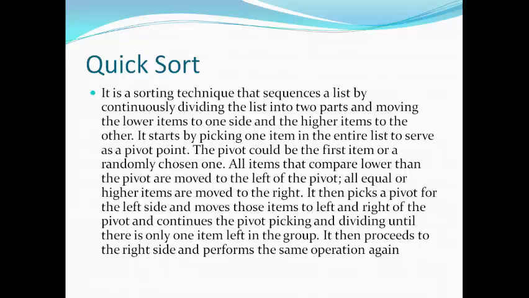All the items that compare lower than the pivot are moved to the left of the pivot, and equal or higher items move to the right. It then picks a pivot for the left side and moves those items to the left or right of the pivot, and continues the pivot picking and dividing until there is only one item left in the group. It then proceeds to the right side and performs the same operation again.